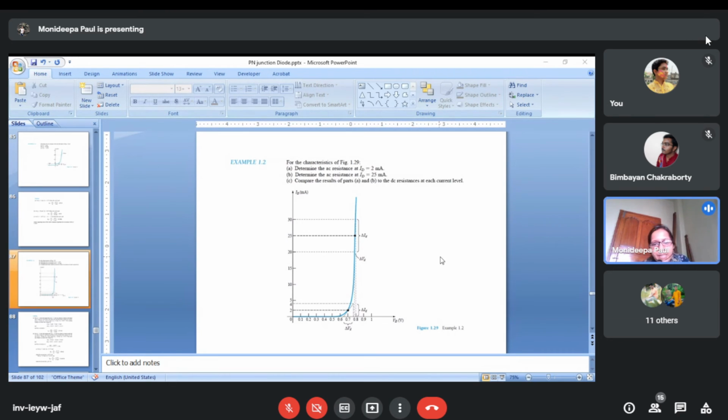Determine the AC resistance at ID 2 milliampere. When you find the AC resistance, instead of a particular voltage, we consider the range of voltage and the corresponding range of current. This is the procedure of finding the AC resistance. Here, ID is 2 milliampere. Here you see the graph. This is the 2 milliampere.